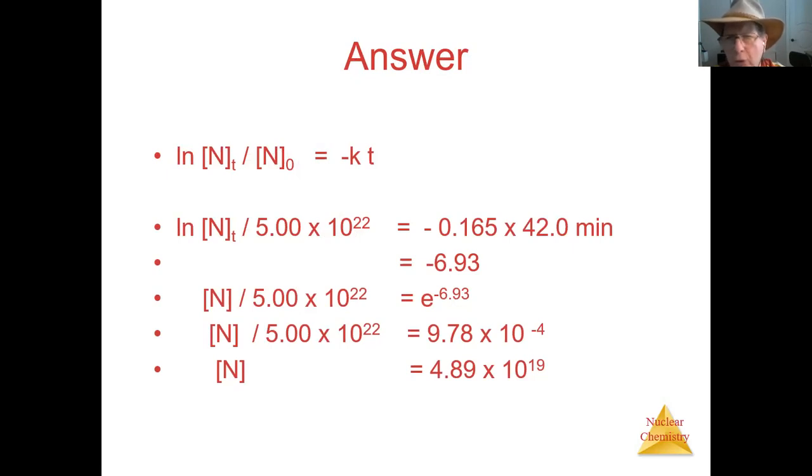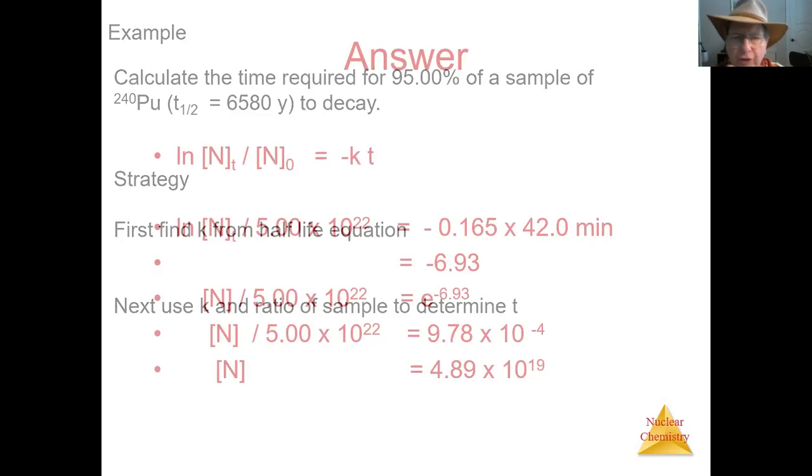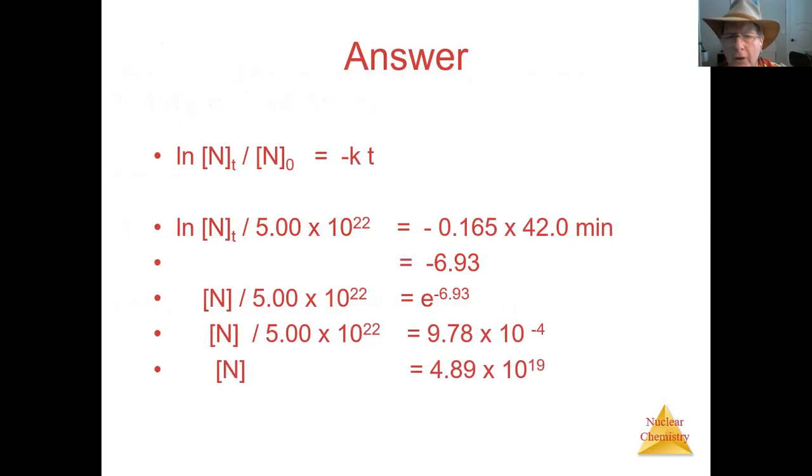6.93 is equal to the negative ln of the nuclides left divided by the nuclides I started with. To get rid of the ln, I have to raise e to the negative 6.93 power. That number is 9.78 times 10 to the minus 4th. I multiply that by 5 times 10 to the 22nd, and I have the amount of nuclides left. Any questions, ladies and gentlemen?